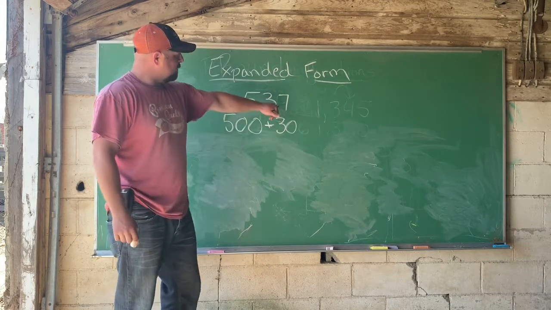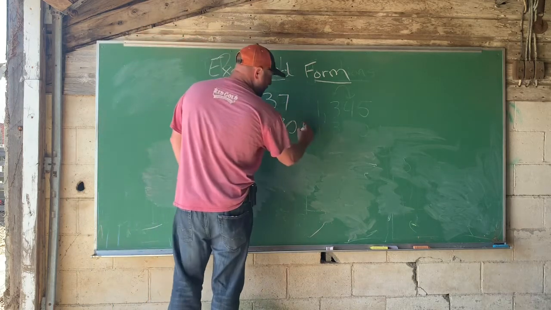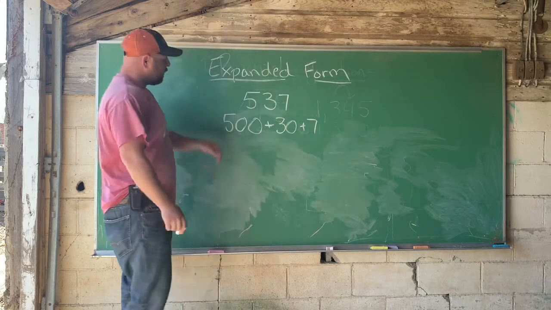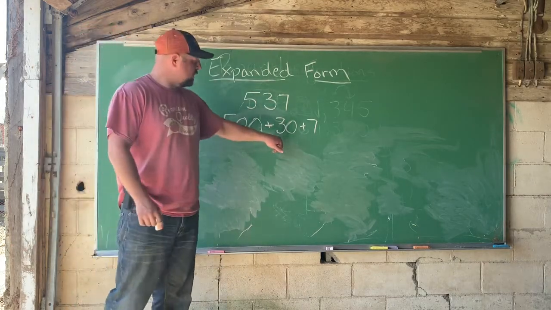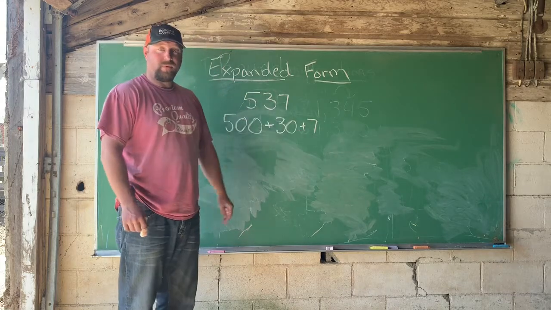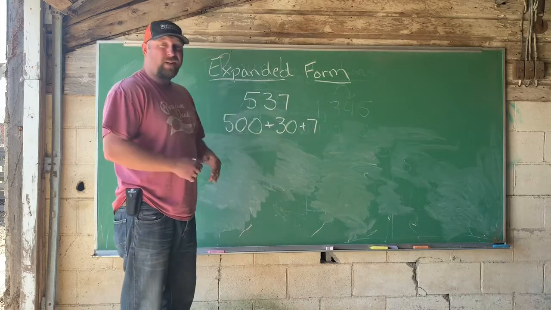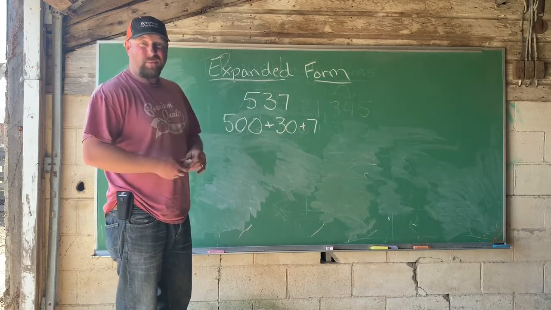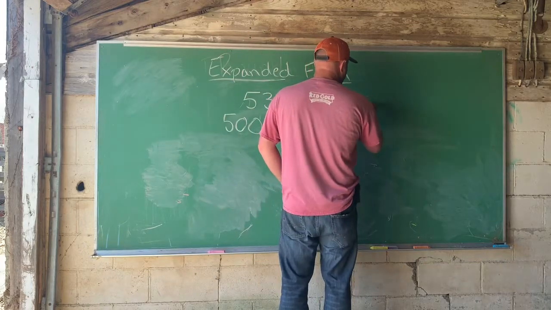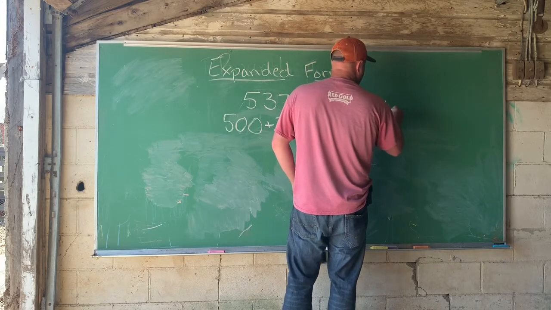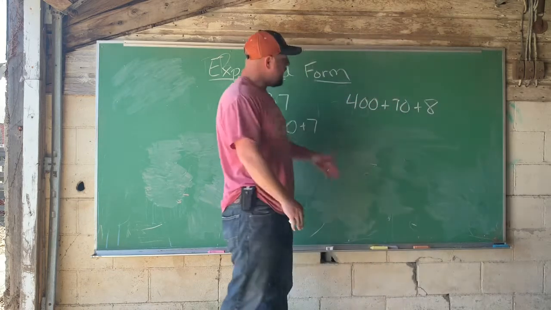Now after that, I'm going to deal with my last number, which is 7. 7 is in the ones place, so 7 just stays the same. So 537 in expanded form is 500 plus 30 plus 7. Okay? Now, they may give you an expanded form and then ask you to give them the actual number. So if I have 400 plus 70 plus 8, now I have to go in reverse.